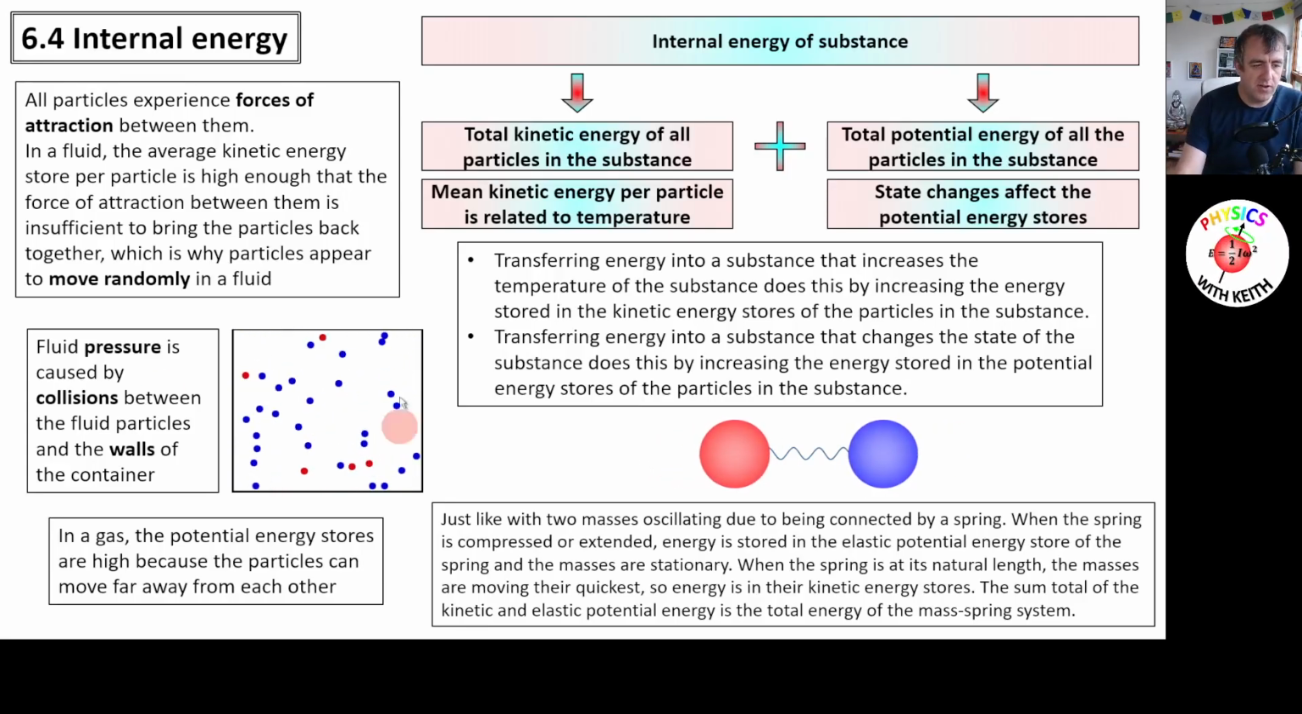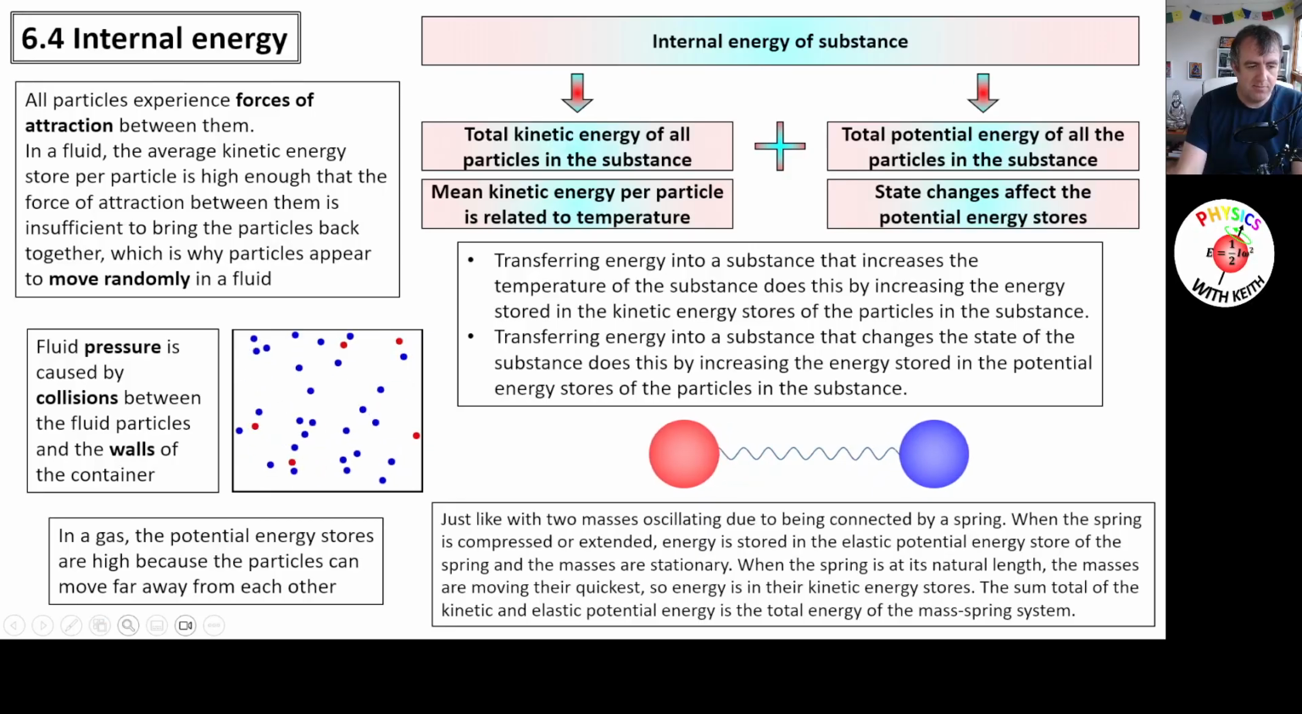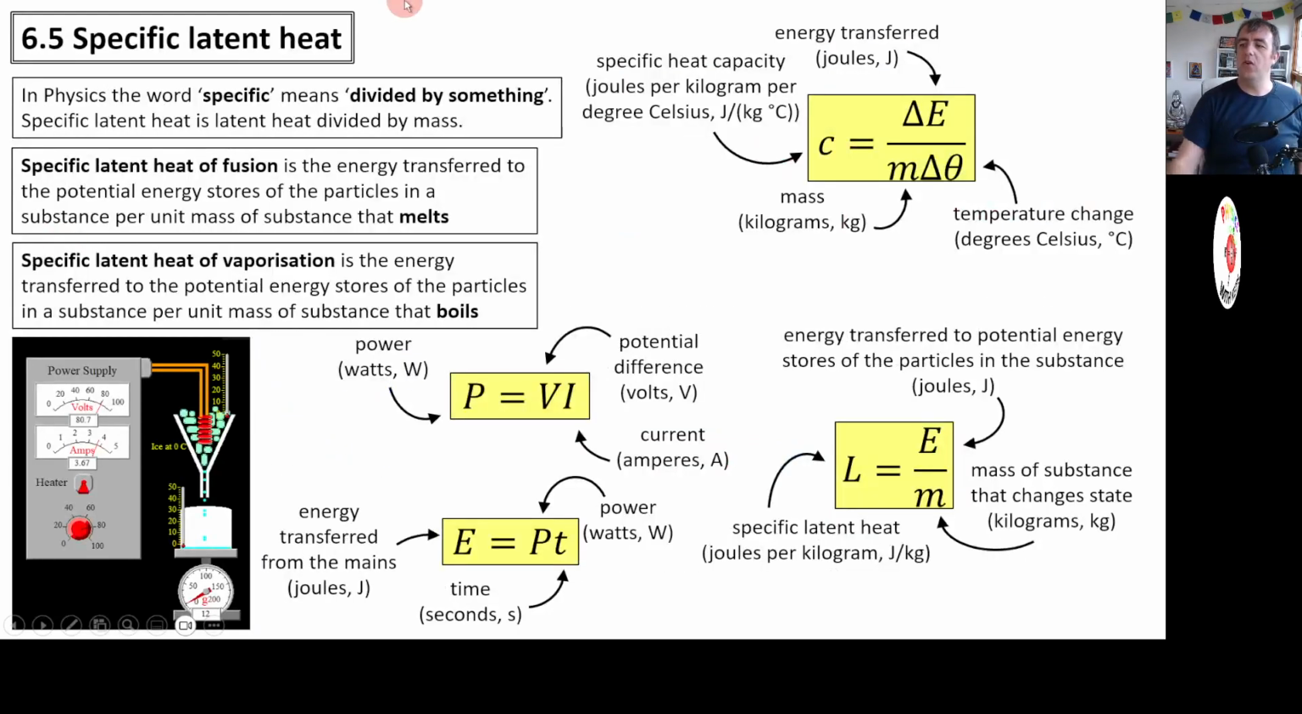Right. I'm going to move on to lesson 35 now. So in lesson 35, we come back to specific latent heat, which we talked about a couple of lessons ago. Now on the top right, I've got a different equation. And perhaps I shouldn't have put that equation there, but I have.